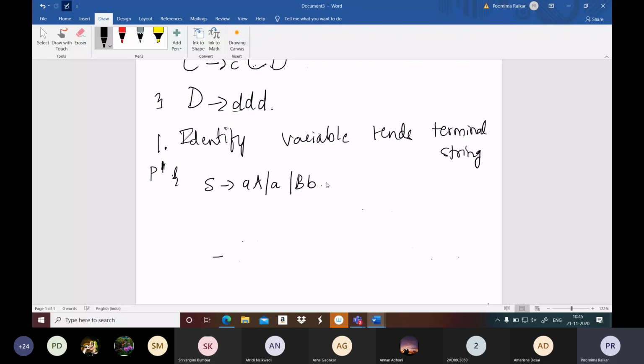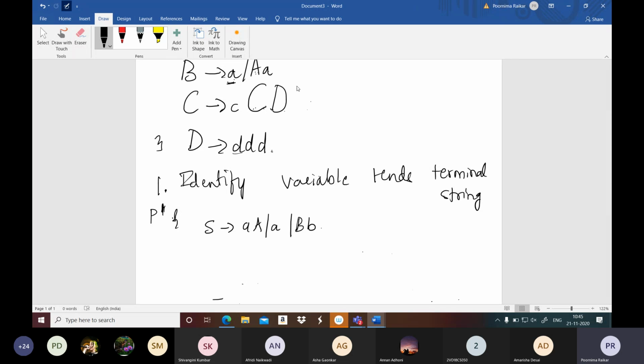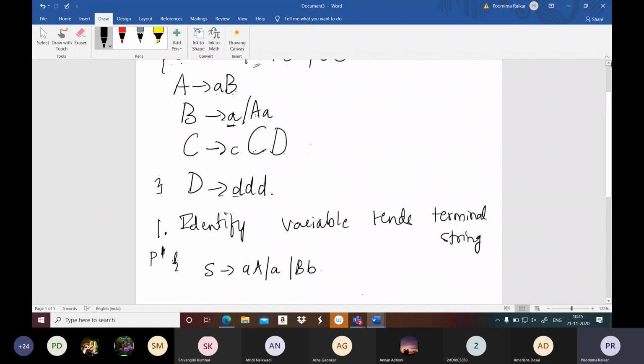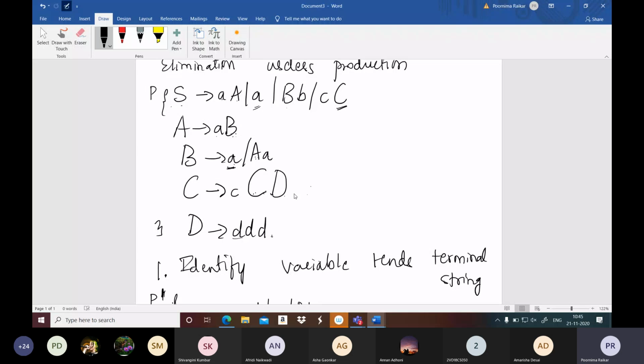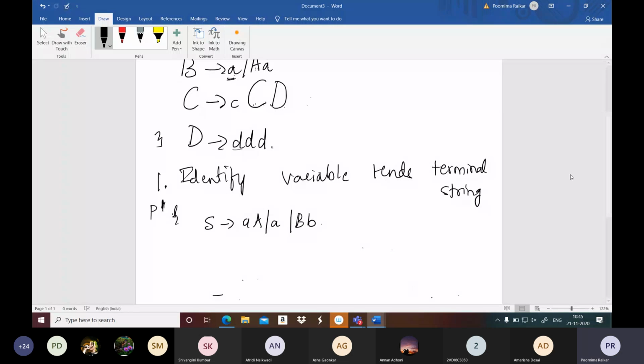But when capital C comes, as I have removed C with A, I cannot substitute this capital C with a small letter. That means I cannot take this, so this one rule becomes useless. But A with A, I can use because I can generate a terminal string. From B also I can generate a terminal string.